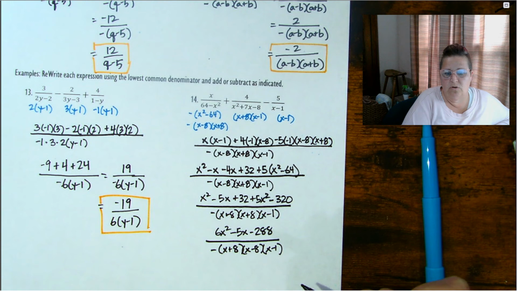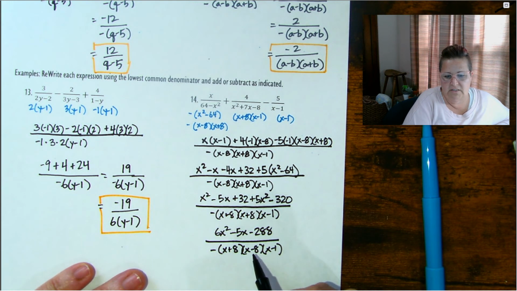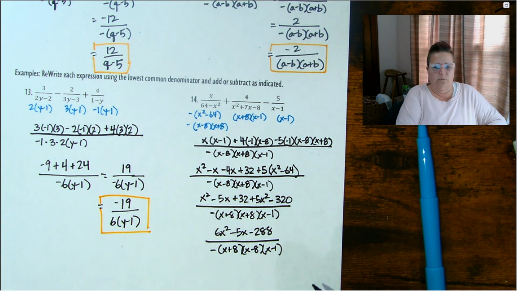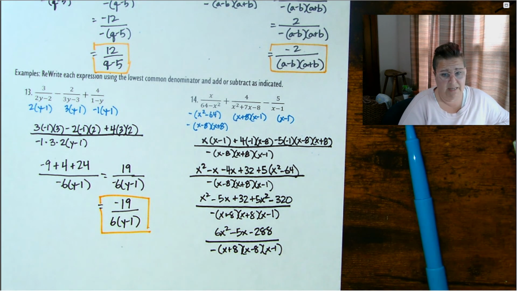I changed the order there. I hope you followed that. I just accidentally switched the order. X minus 8, x plus 8, x minus 1. All right. I think this is it.